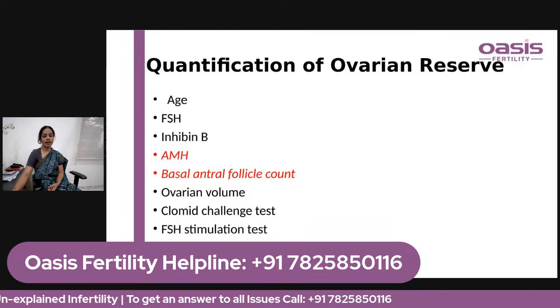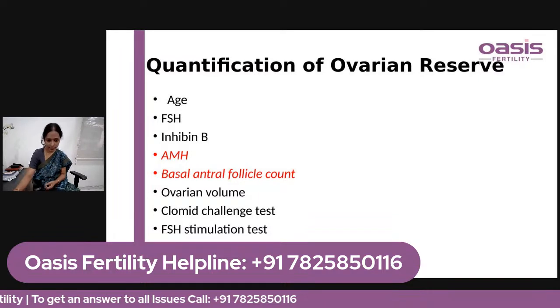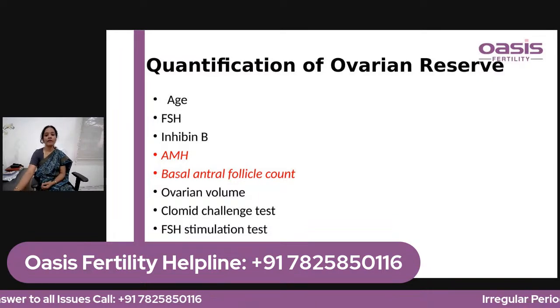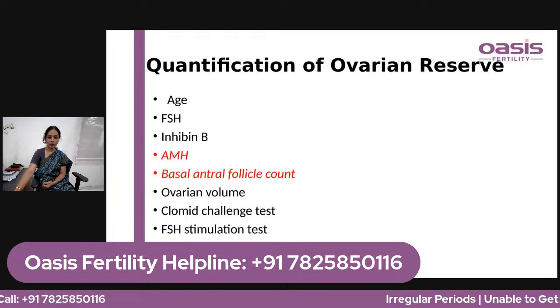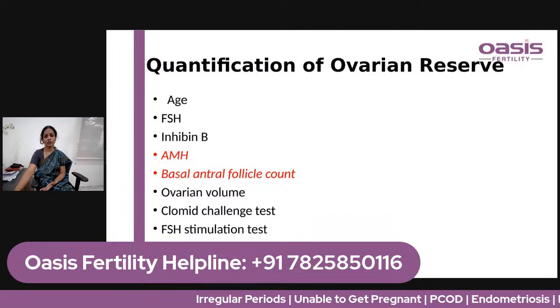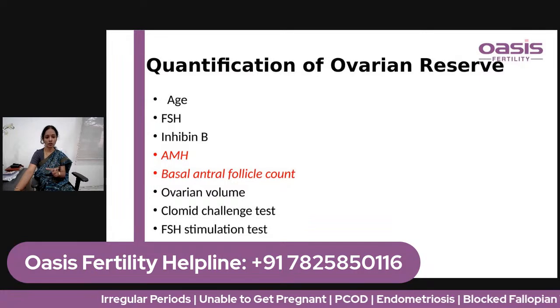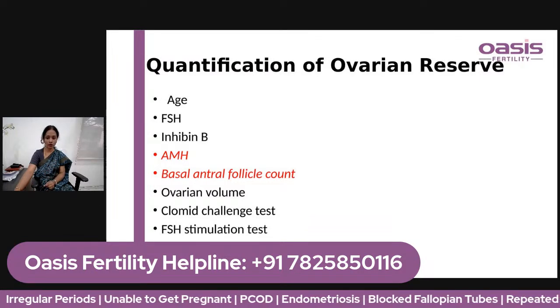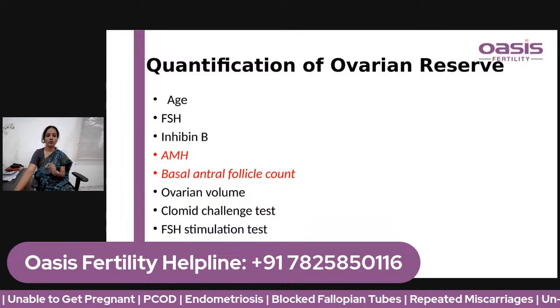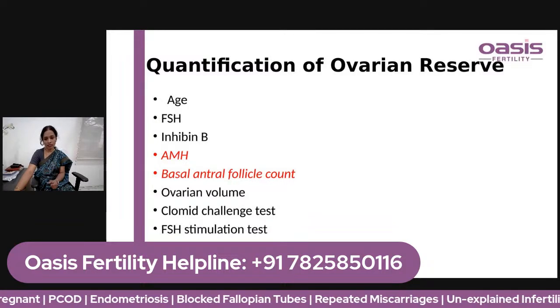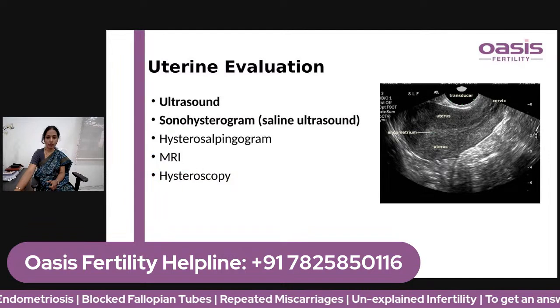And then the basal antral follicle count is the ultrasound-based test, where in the first 5 days of your menstrual cycle, we use an ultrasound to count these small follicles, which are known as the antral follicles in the ovaries. So for ovarian function, the two common tests are to test your ovulation and to test your reserve.